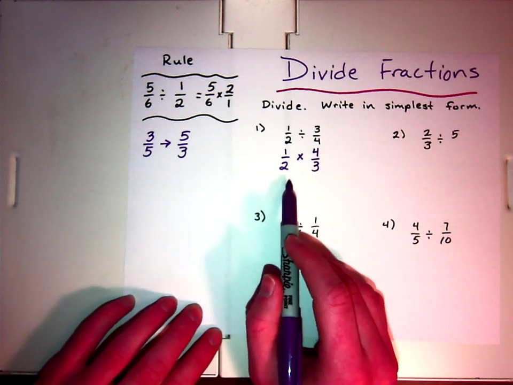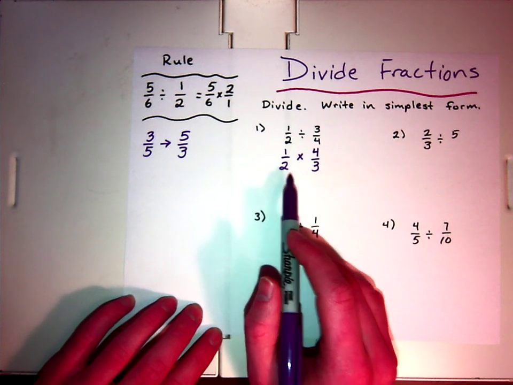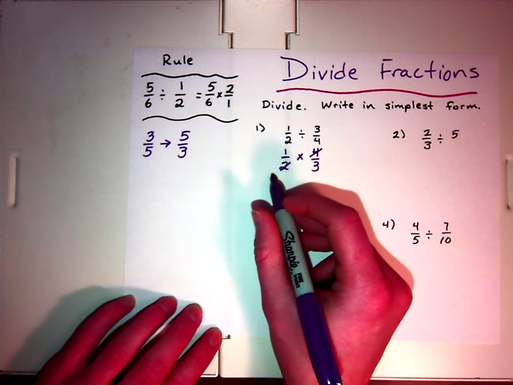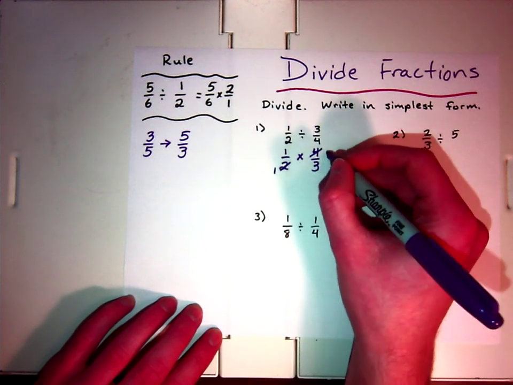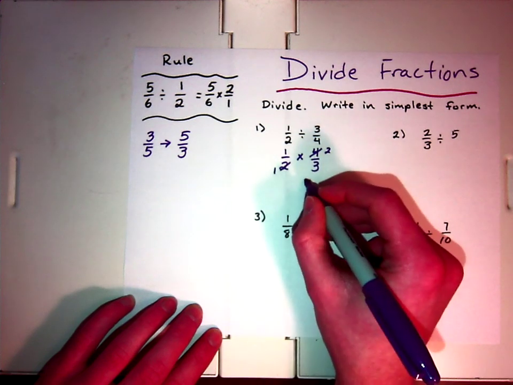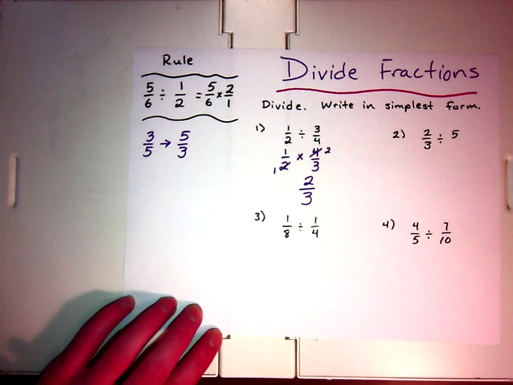And then let's use this multiplication problem, use our skills. Are there common factors? 2 and 4 have a common factor. 2 is its common factor. 2 goes into 2 once, 2 goes into 4 twice. So this one is going to equal 1 times 2 is 2. 1 times 3 is 3. So 2/3 would be our answer for this problem.